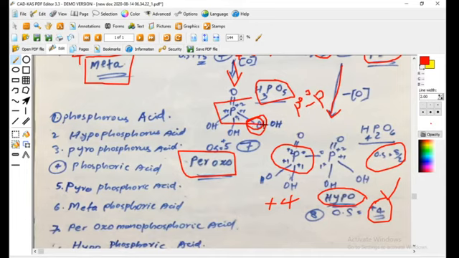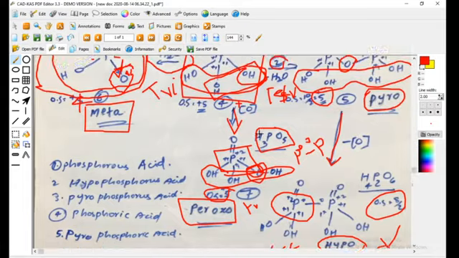And the oxidation state: +2 here, +1 here, +1, total there will be +5 oxidation state, and basicity is 3. 3 OH groups are attached. It is a tribasic acid, very simple.